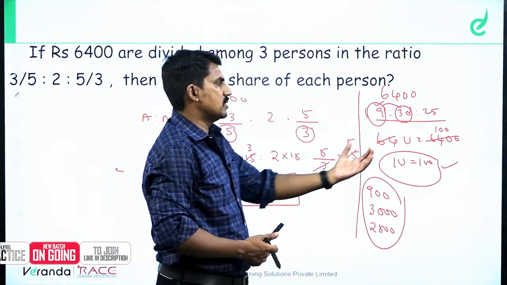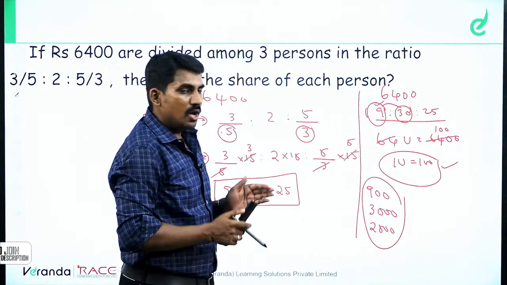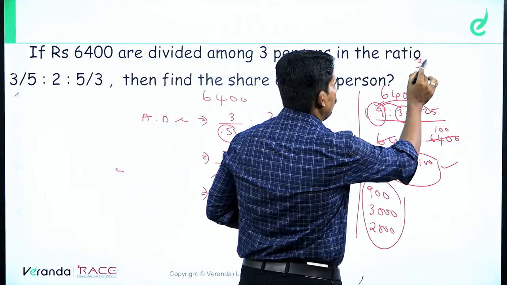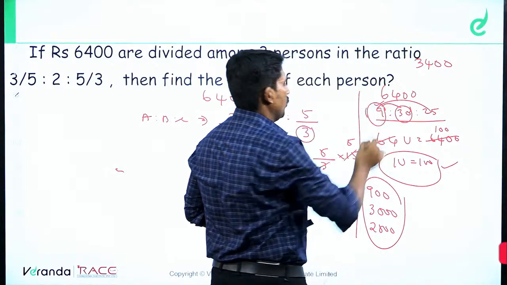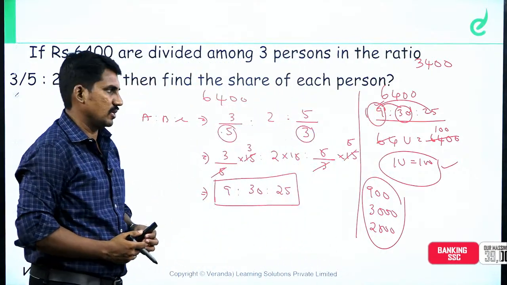Like that, we can solve anything. If they ask the difference between B and C, it is 5 into 100, which is 500. What is the sum of A and C? 9 plus 25 is 34, into 100 is 3,400. That's all. Like that, once we understand ratios, we can solve easily.